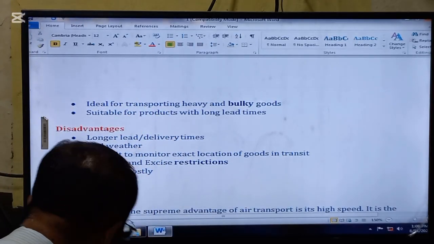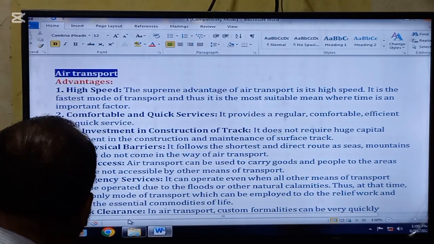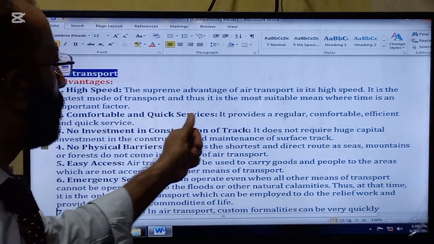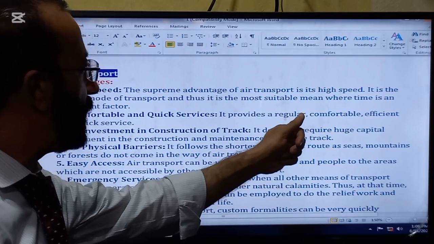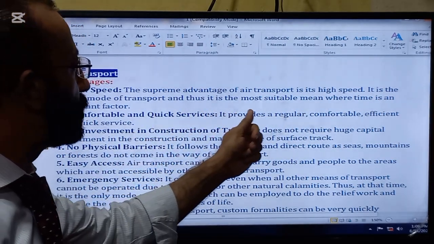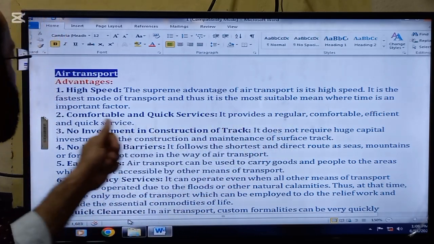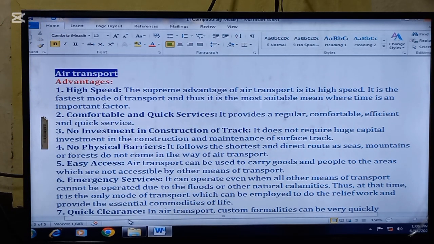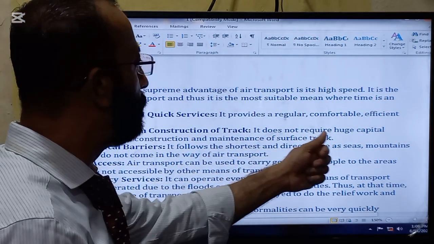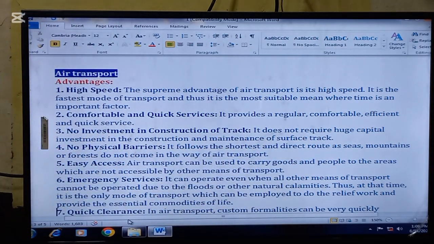Next, we are going to read air transport. The advantages of air transport are high speed. The supreme advantage of air transport is its high speed. It is the fastest mode of transport and thus it is the most suitable means where time is an important factor. Second advantage is comfortable and quick services. It provides regular, comfortable, efficient and quick services.